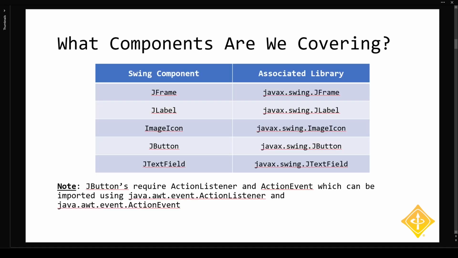So the components we're going to cover today are enough to make a bare bones UI. We have a JFrame, which is no frame, no window. We have JLabels, which allow you to put small amounts of text on the screen. We have an ImageIcon, which is used in conjunction with a JLabel to start putting graphics on your frame. We have JButtons for users to click, and JTextFields for users to input.